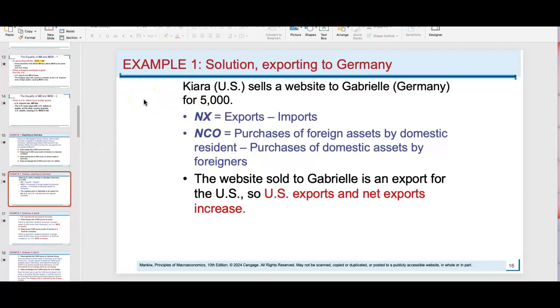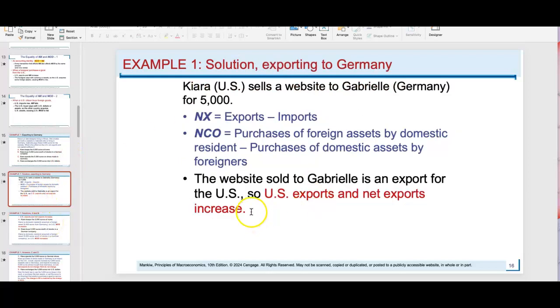Kiara sells the website to Gabrielle in Germany. So we're going to have net exports that are going to go up, right? Because they're exporting the website. Net capital outflow has to go up. There's a purchase of foreign assets by domestic residents minus the purchases of domestic assets by the foreigners, right? The website sold to Gabrielle is an export. It goes up. The U.S. exports and the net exports will increase. So what's happening to the net capital outflow?